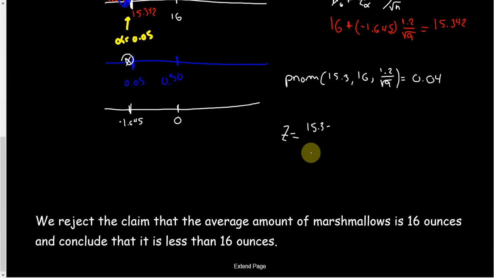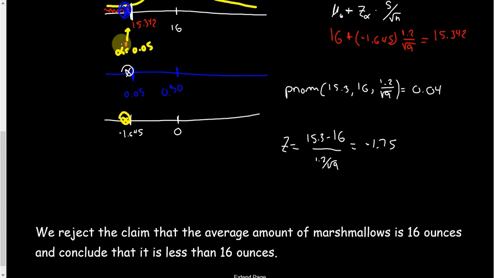So we take our data, the 15.3, subtract what we assume is correct, 16, and divide by our standard deviation, which for us is 1.2 divided by the square root of 9. And if you were to use a calculator and calculate that value, you would get negative 1.75, which once again, where does that fall? It falls right here in the rejection region.